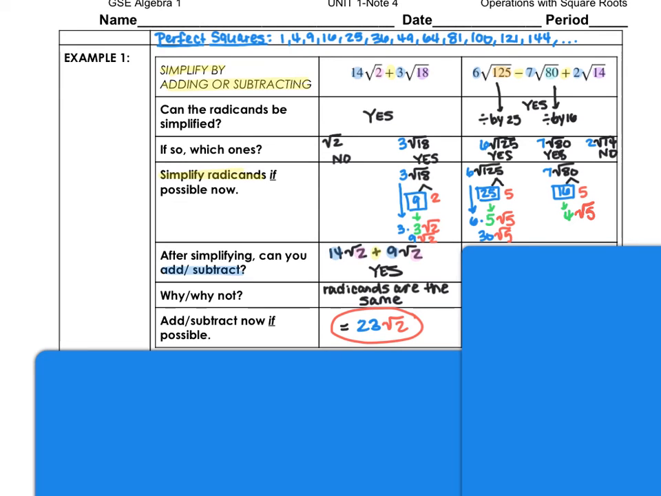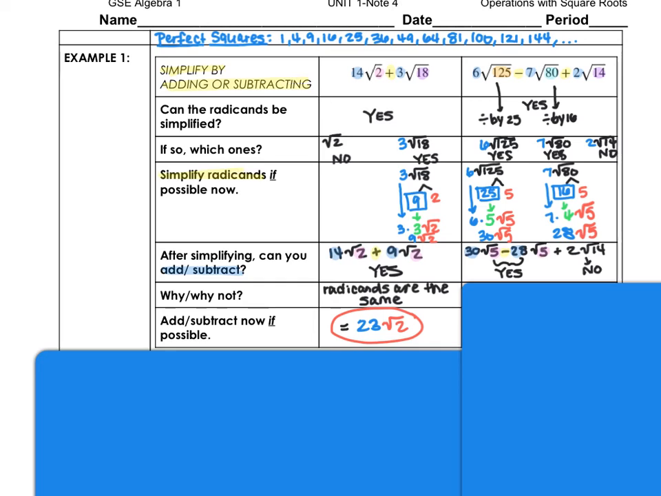And we can't forget that there was already a number in front of the square root, so we have to take it and multiply it by the 4. And so 7 square root 80 can be rewritten as 28 square root 5.